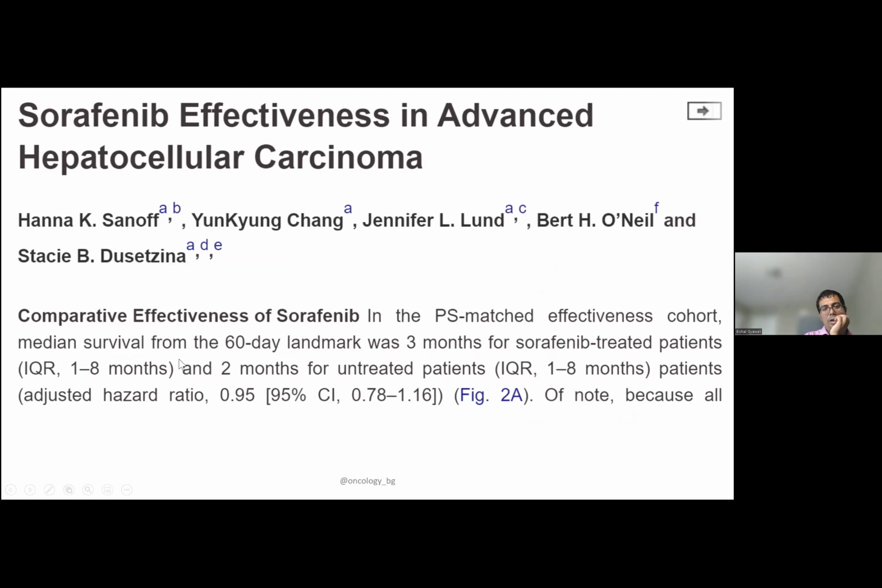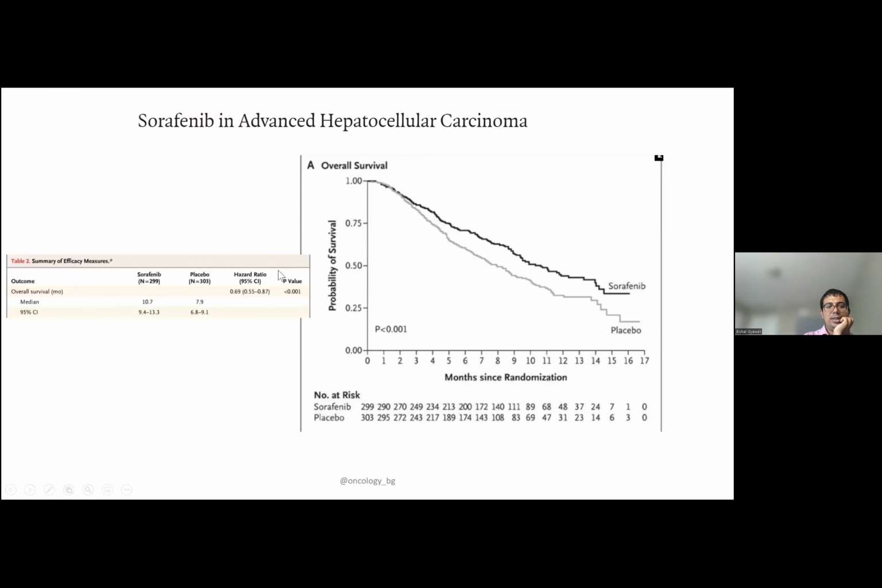But in the real world, when they looked at what happened, they saw that 60 days, this is 2 months plus 3 months. So in the real world, patients who got the drug had a median survival of 5 months, only 5 months with sorafenib. So just to highlight this, in the trial, placebo arm patients had a median survival of 8 months. In the real world, patients who got the drug had a median survival of 5 months, which is 3 months less than what placebo arm patients had in the trial.